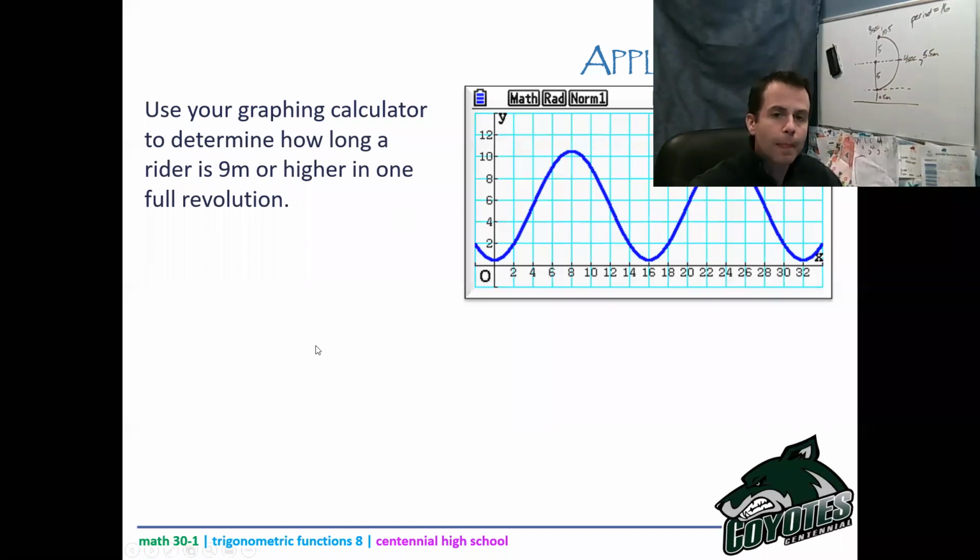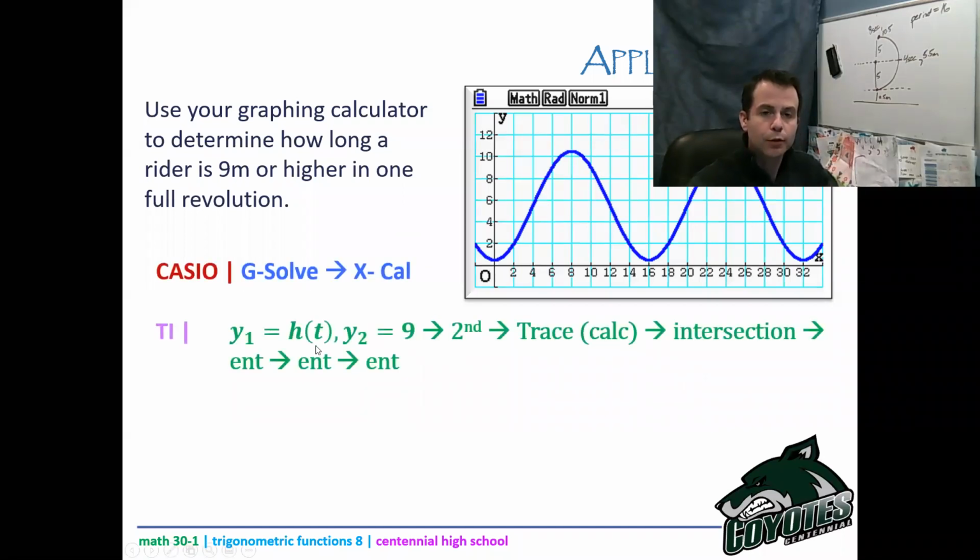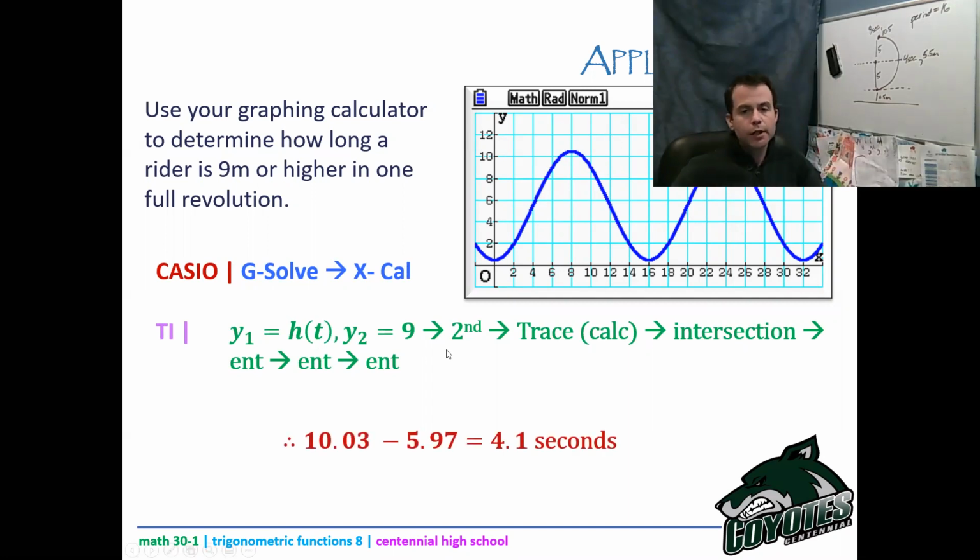Okay, cool. So those were the instructions for the calculator. And the numbers that you should have gotten are 10.03, that would be this one over here, where I stop being above, minus 5.97. The 5.97 represents where I started being above. And so I get a total of, I'm above 9 meters for 4.1 seconds.